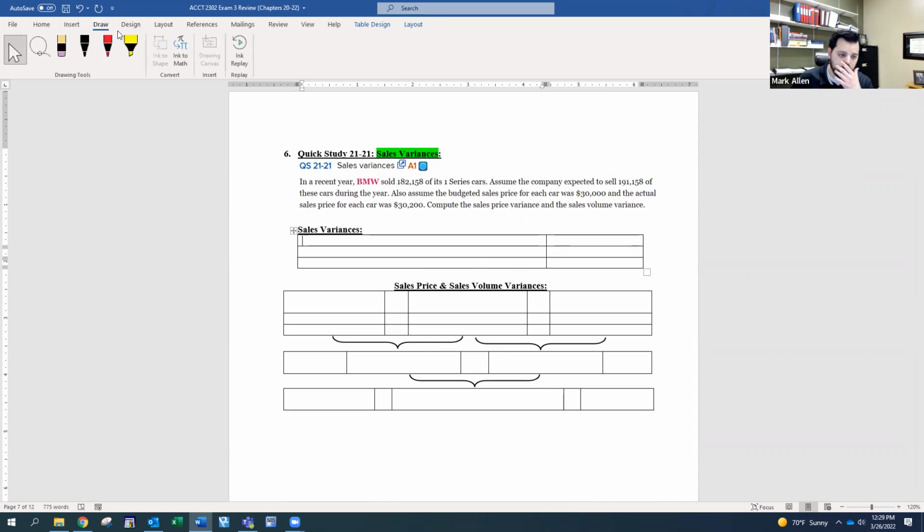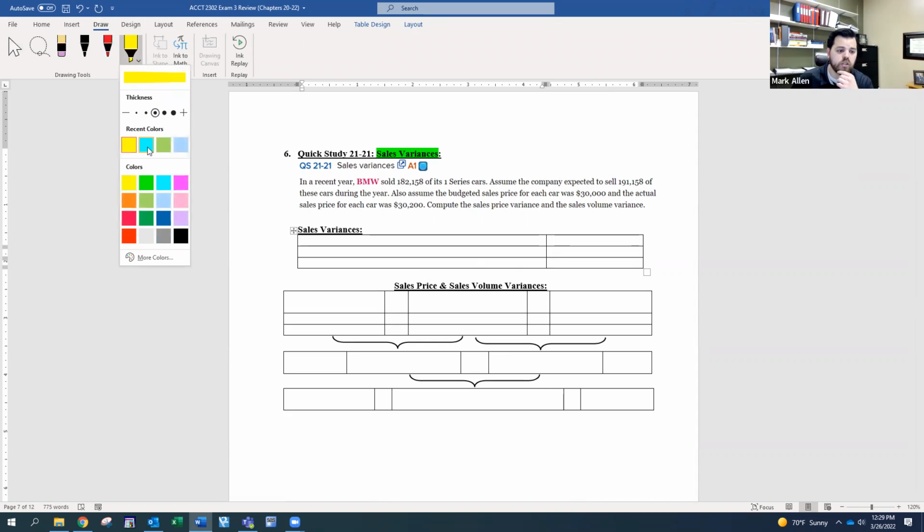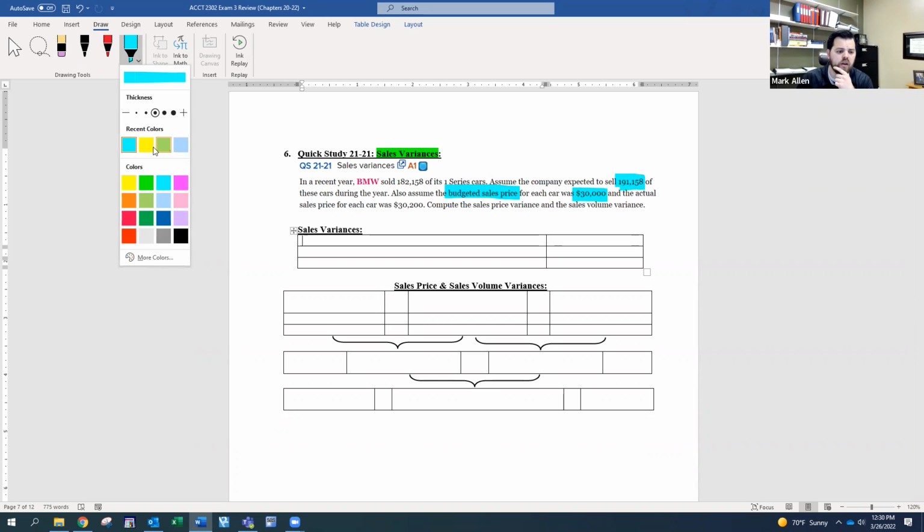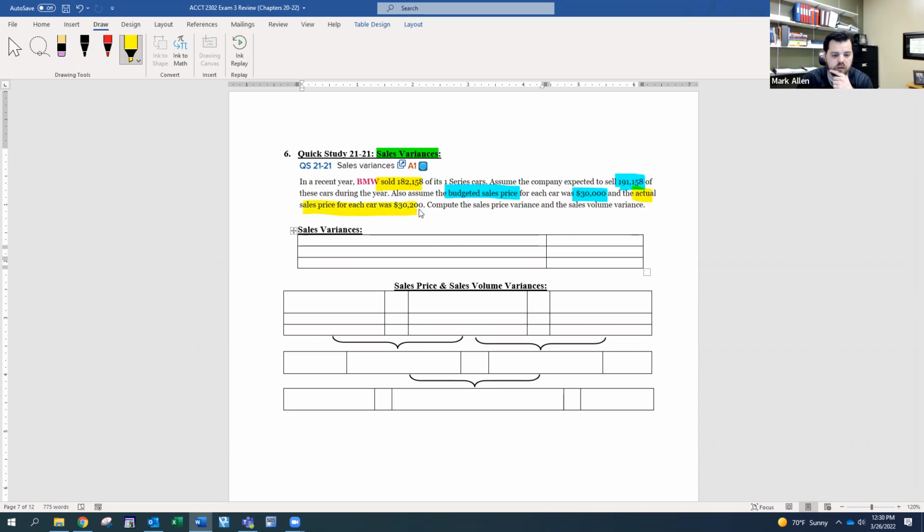What I'm going to recommend you do, first of all, just use your highlighter if you can. If you can't, you can't. But I'm going to use it to just identify my different pieces. So once again, we're going to use blue for the budgeted stuff. So we expected to sell that many units, and the budgeted sales price was that. And once again, I'm going to use yellow for actual. In this case, we actually sold that many cars, and the actual sales price for each car was that. So we've got our information nice and labeled.